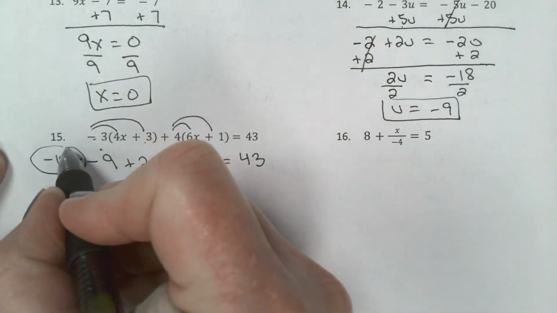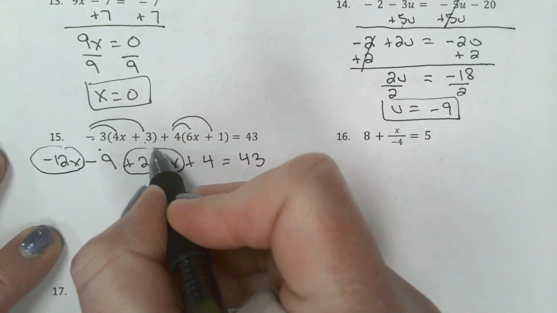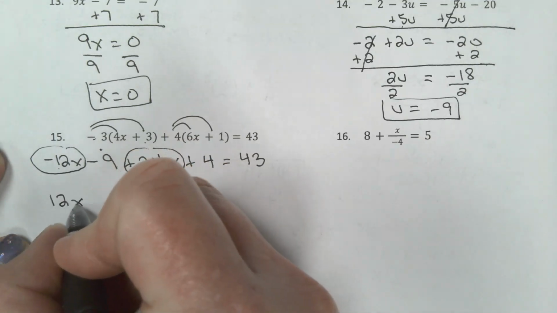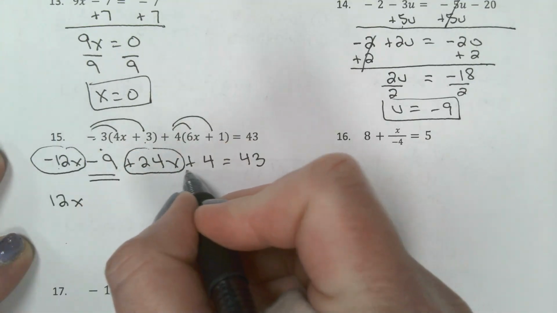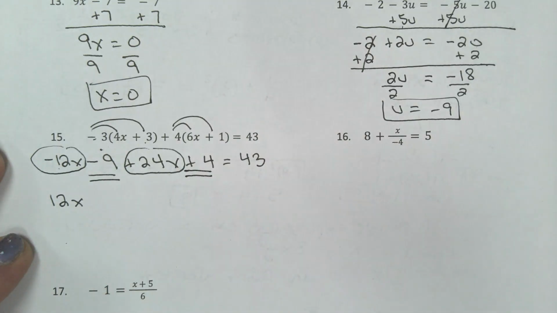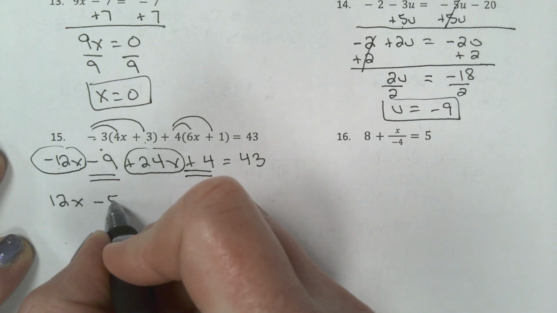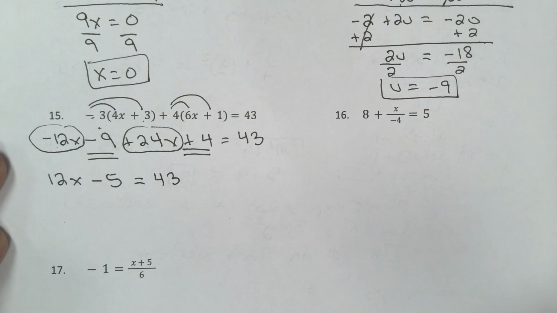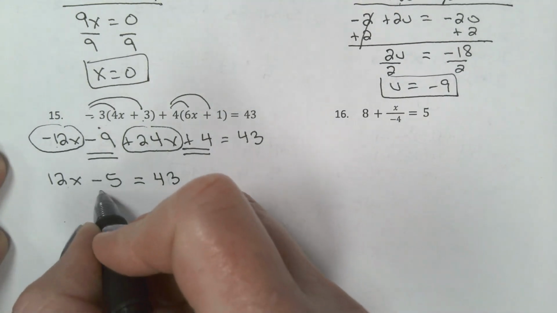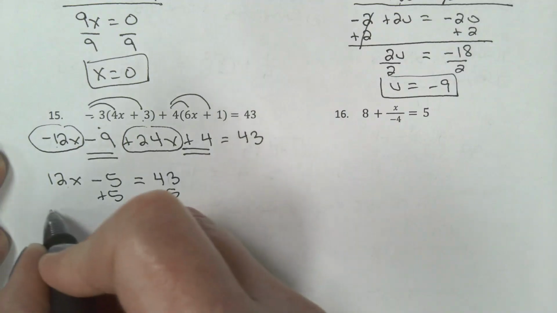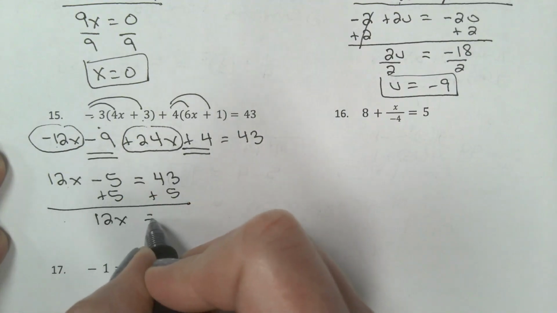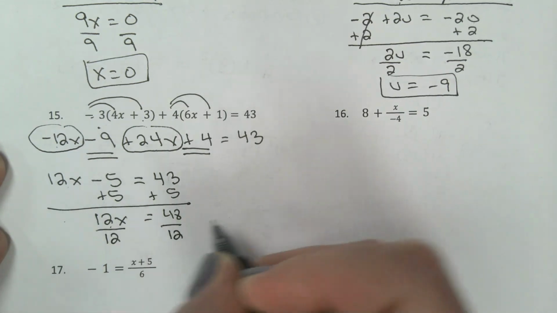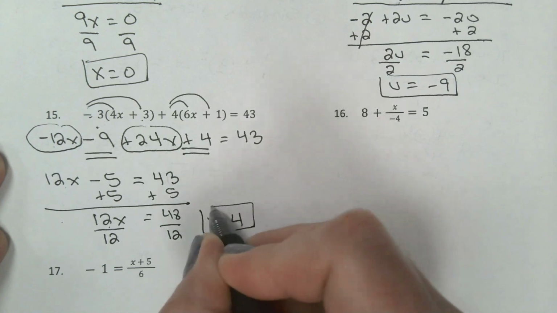On the left side, I have like terms that I need to combine. So I'm going to combine my x's. -12x plus 24x adds up to 12x. -9 plus 4, those are like terms, those are my constants, that adds up to -5. Now I have what we would call a two-step equation. I'm going to add the 5 over so that I can get the variable by itself. 12x, I'm going to undo that multiplication by dividing both sides by 12. And x equals 4.